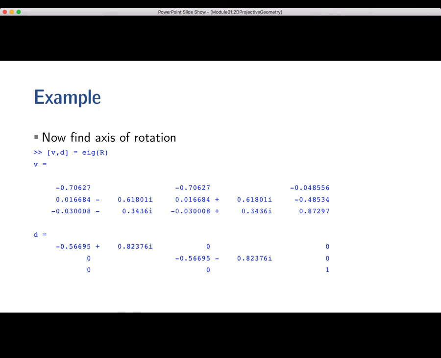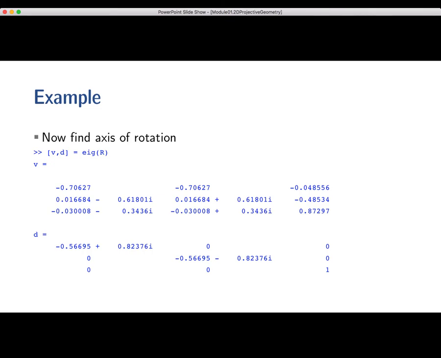EIG is a function. So when I do eig of some matrix, I get a matrix of vectors, V, which are the eigenvectors, and in D I get along the diagonal the eigenvalues. So notice, I got this vector, which has complex elements.